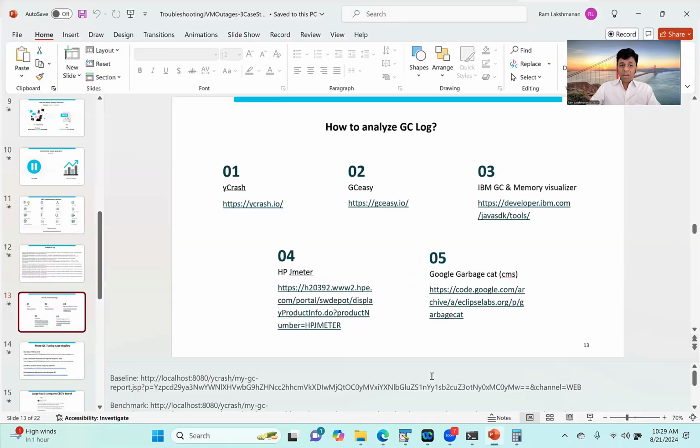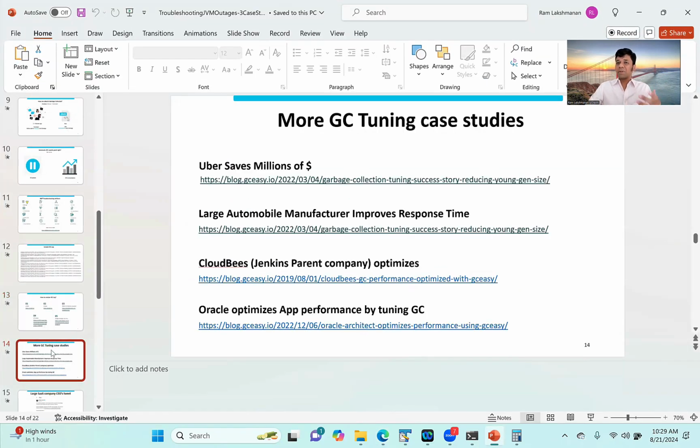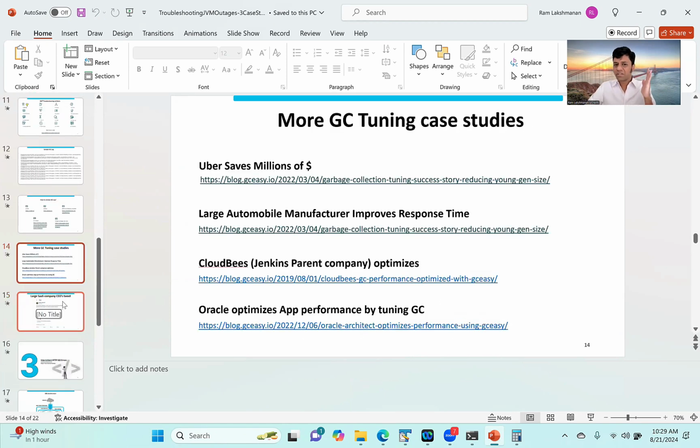Friends, a lot of us ignore GC tuning, but GC tuning is a very significant part of JVM performance. In this deck, I cannot go into the details, but you can see Uber saved millions of dollars because of GC tuning. A very large automobile manufacturer, I cannot tell the name, was able to improve their response. There are so many case studies for you to look at. A lot of us let GC just slip through, but the world is wasting billions and billions of dollars in garbage collection. Because when garbage collection is happening, I'm not processing my customer transactions, but I still need to pay my cloud provider, right?